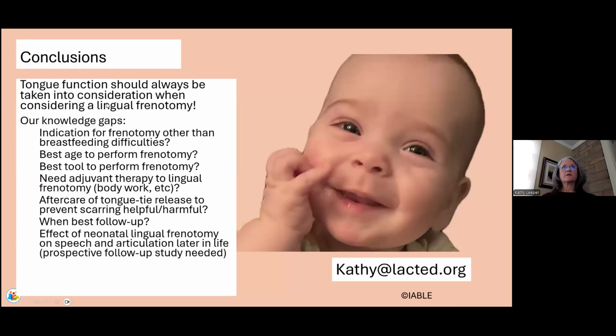So our conclusions are that tongue function should always be taken into consideration when considering a lingual frenotomy. Our knowledge gaps are great. We don't know, are there other reasons to do it? What is the best age to do it for any of these reasons? What is the best tool to use? Is laser better or scissors better? I didn't talk about that.